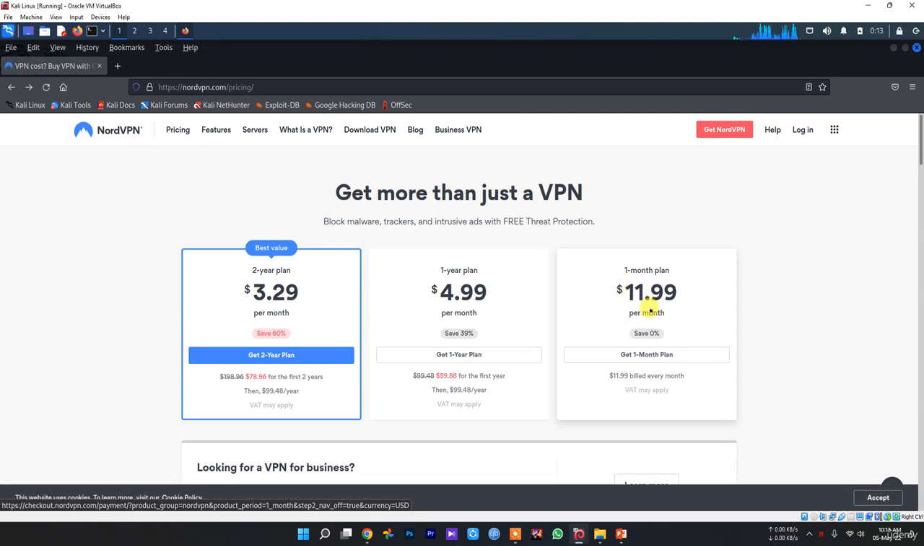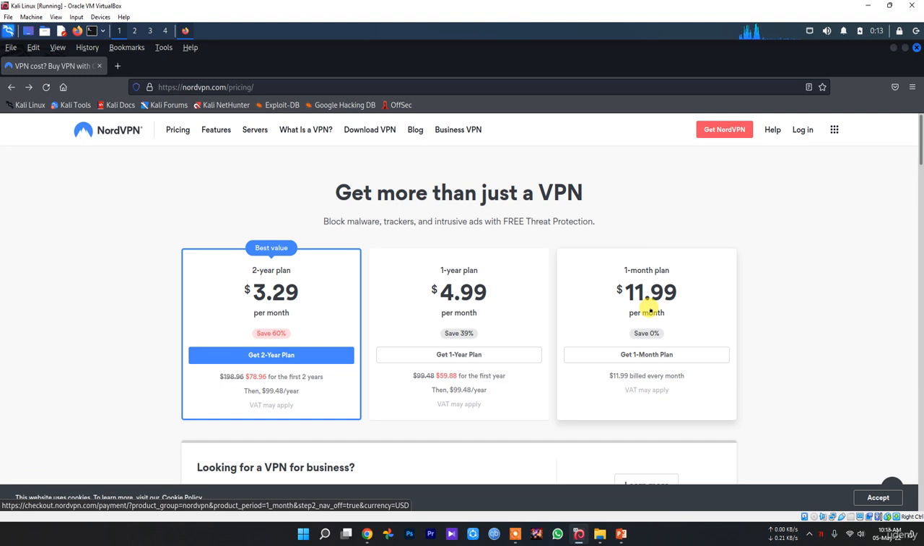So let's talk about the pros. It accepts Bitcoin for more anonymous payment. Then it has ad and malware blocking tools, and it is consistently, I think, the best fast connection and plenty of customization for privacy.